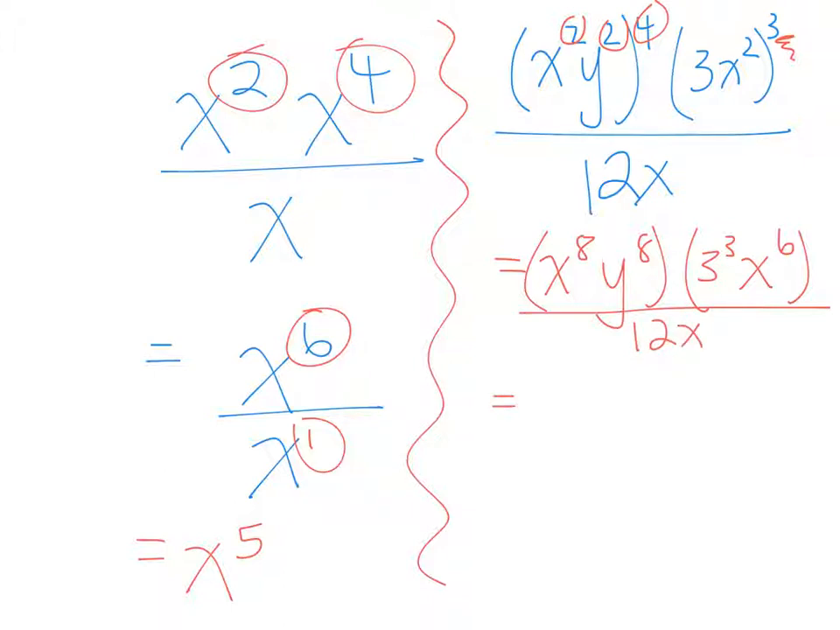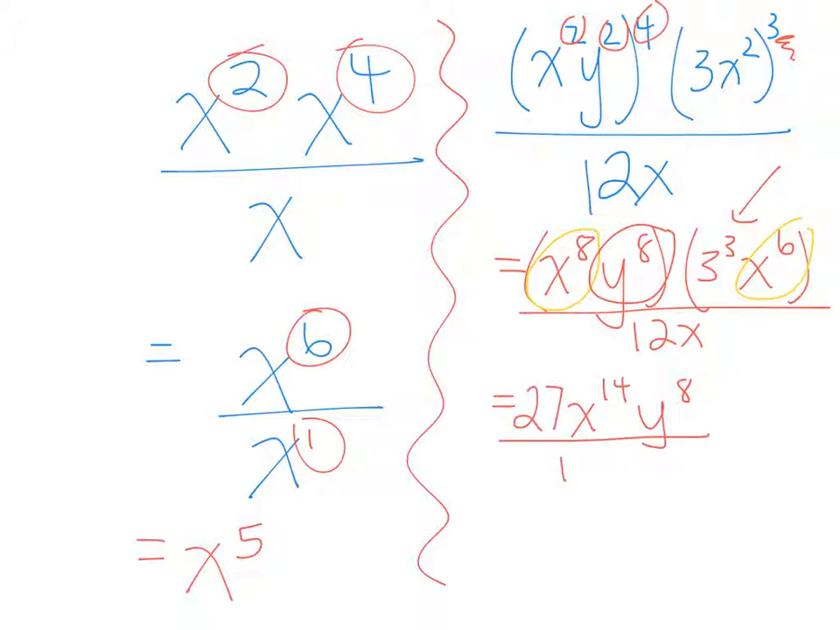Okay, next line. Well, I know I've got x to the 8 and x to the 6 that are being multiplied by each other, so I think I'll just add their exponents together, which will give me x to the 14. I don't see any other y's except for this one, so I'm just going to write y to the 8. And then this 3 to the power of 3, I might just simplify that to 27 divided by 12x.